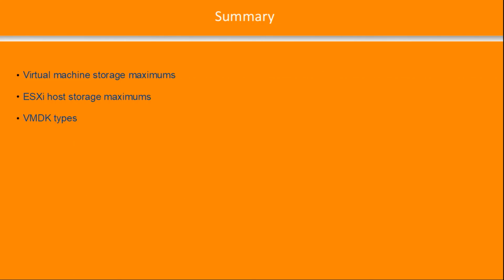To summarize, we looked at virtual machine storage maximums, looked at ESXi host storage maximums, and reviewed VMDK types, which include thin, thick, and eager zeroed thick. In the next video, video 5, we will review virtual disk operations.